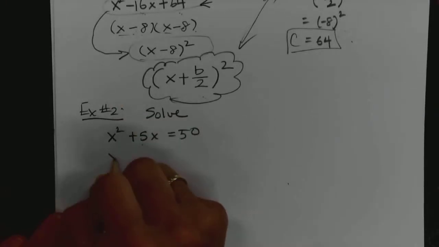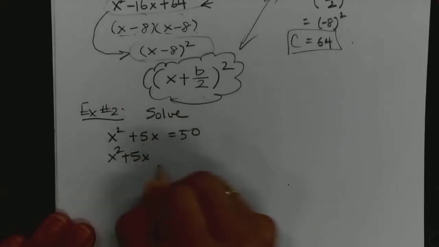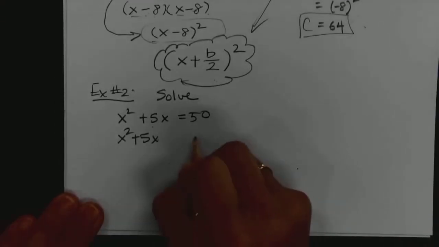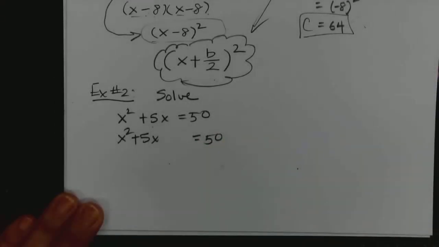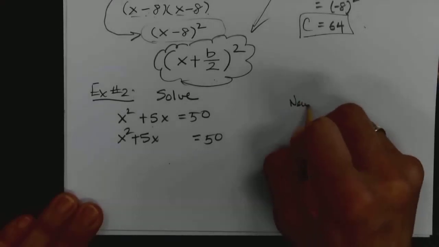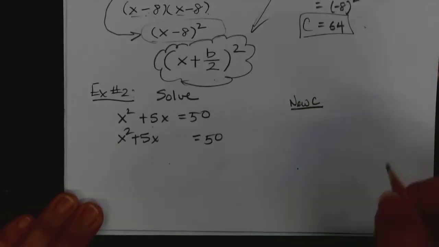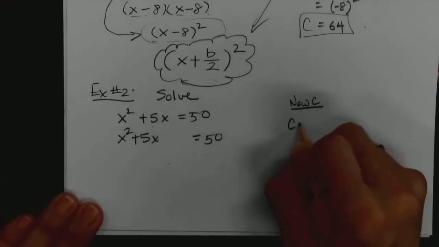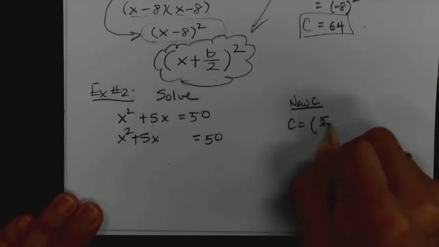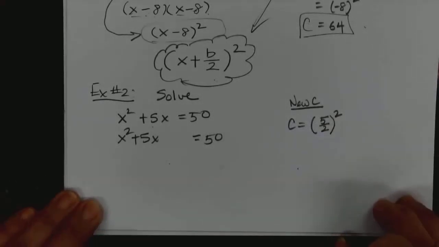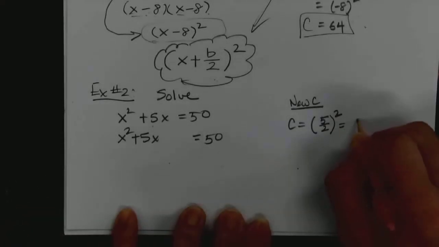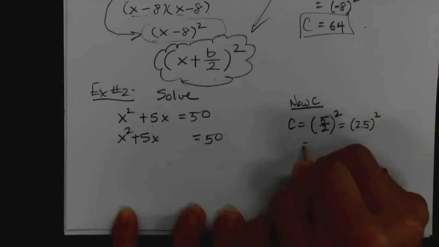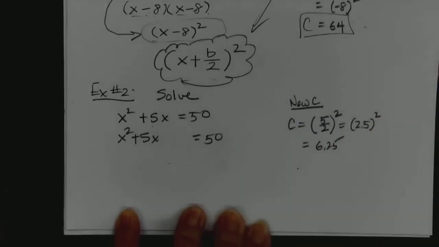We're going to rewrite this, and we're going to leave room for our new C. So we're going to leave it like this. We're making room. Now we're going to come over here and find a new C. The new C is half of B, squared. So what's my B? 5. So we're going to take half of 5 and square it. 2.5 squared, which is 6.25. Any questions so far? Wait, can you do it? Yep.